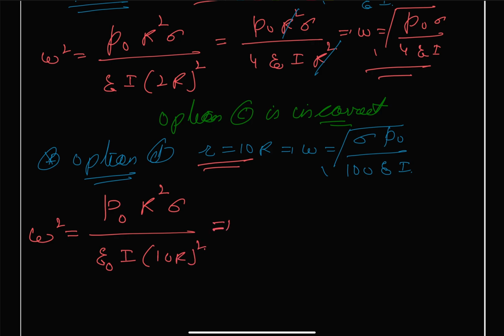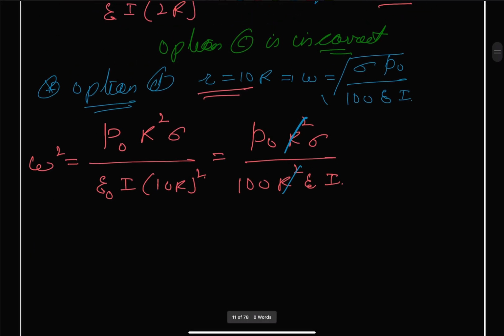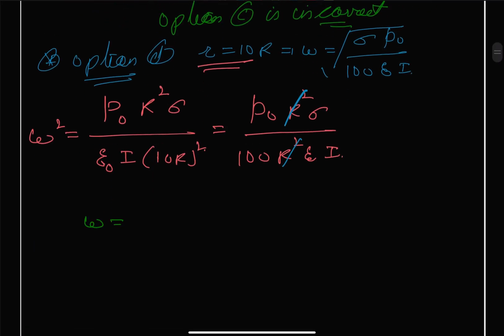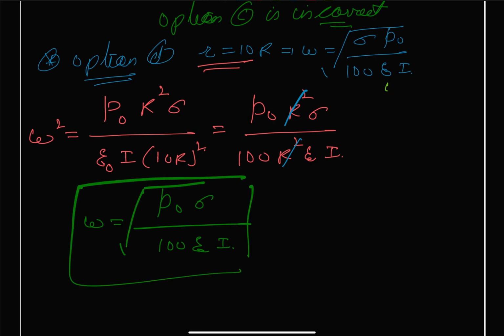So we get p naught r square, and this will be 100 r square epsilon naught multiplied by I. Here r square and r square cancel out, so we get that our angular frequency omega is equal to the square root of p naught sigma over 100 epsilon naught times I, which is the required option. So option D is correct.